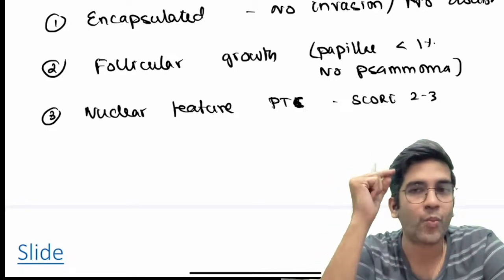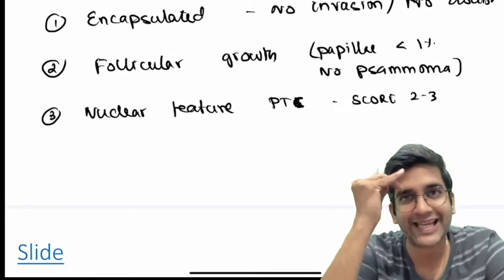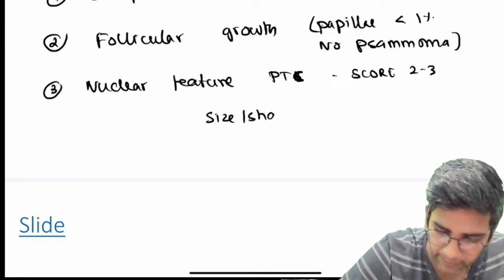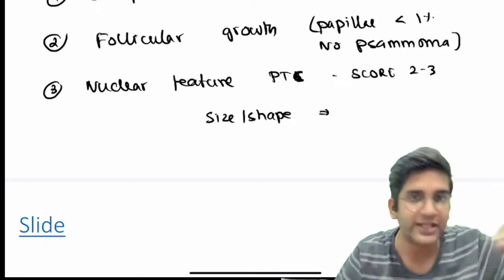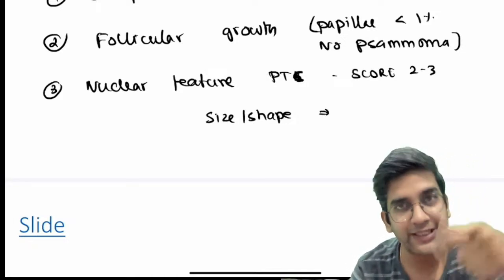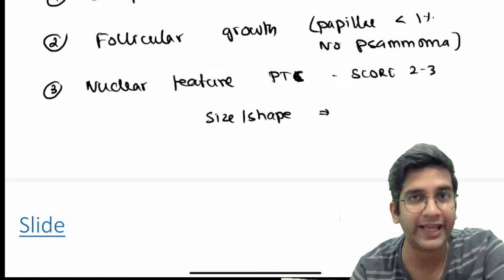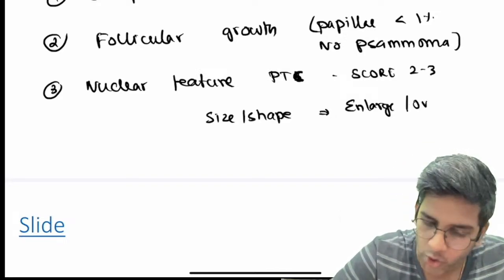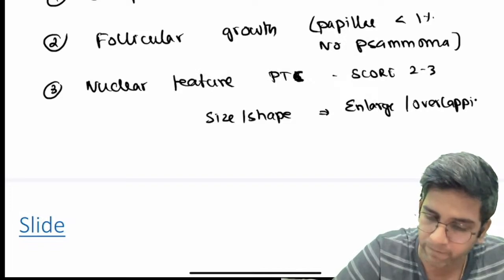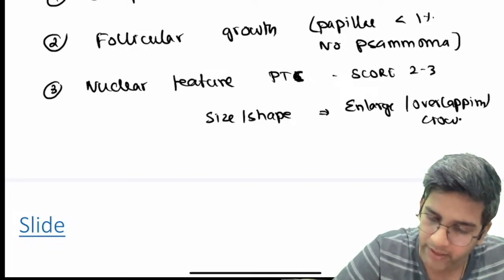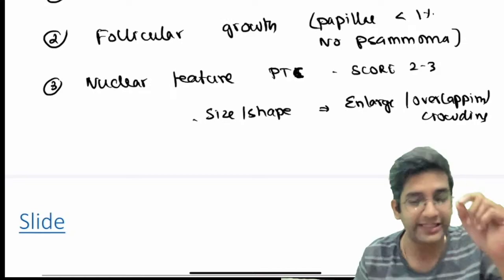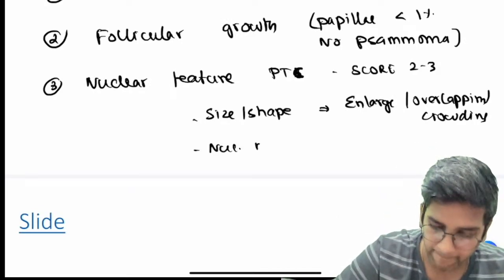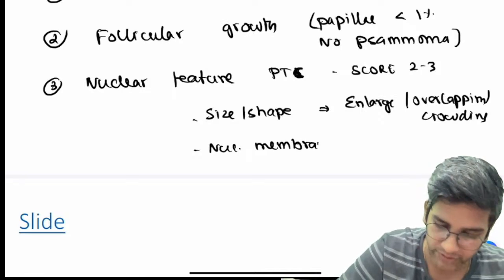The 3 points. One is with respect to my nuclear size and shape. Under this, most of what you guys said, nuclear enlargement, elongation, overlapping, crowding, everything comes here. That's with regards to the size and the shape of the nucleus. Next comes your nuclear membrane irregularities.